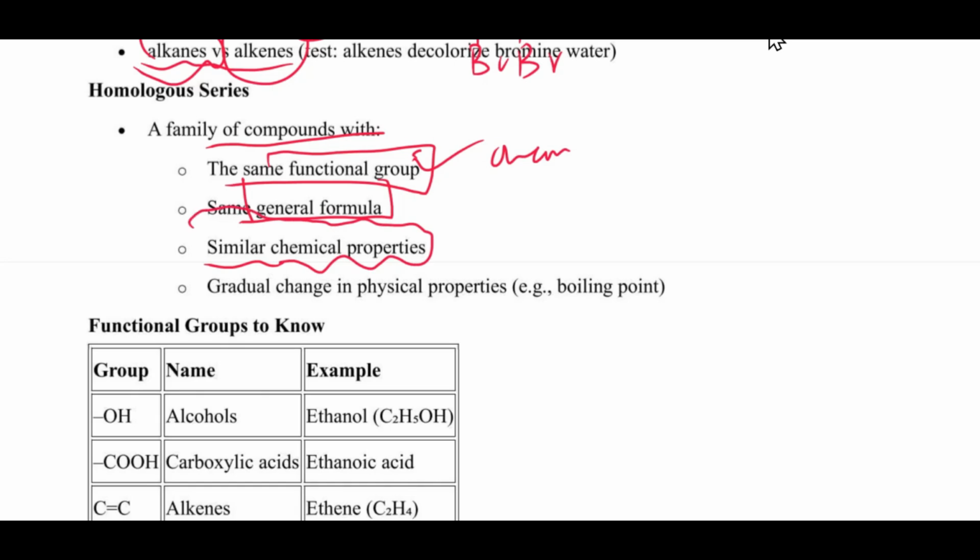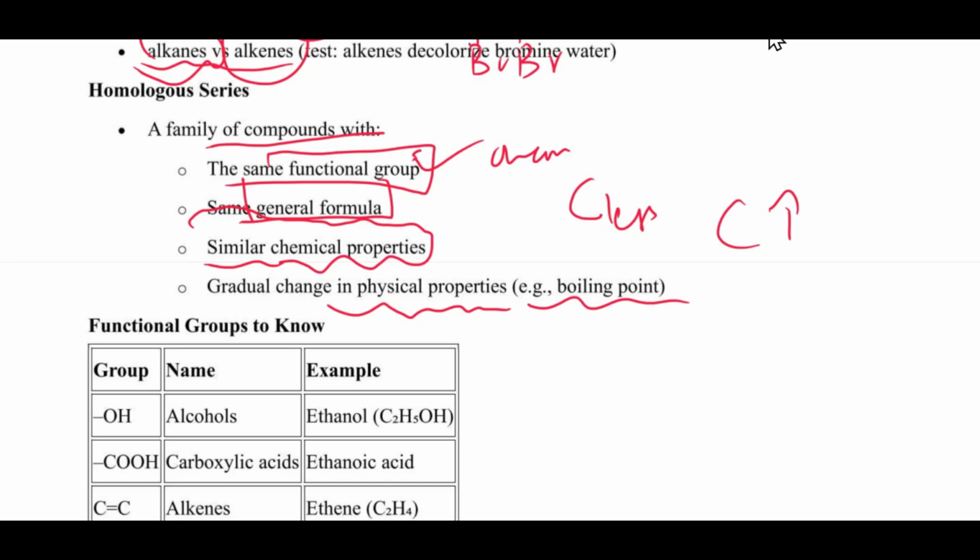In a homologous series, all the compounds will have similar chemical properties, but different physical properties. And why will the physical properties be different? It will depend on the number of carbon atoms present. If the carbon number is less, then the melting and boiling point will also be less because the number of bonds will be less. If the carbon number increases, then the boiling point will also increase. So this is how you have to remember some of the properties of homologous series.